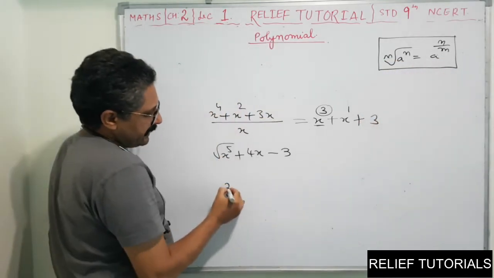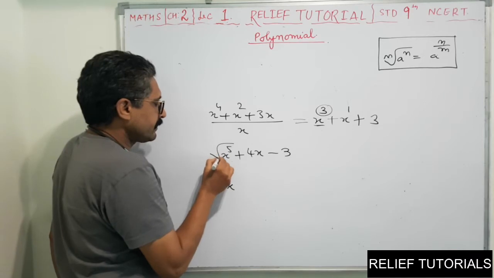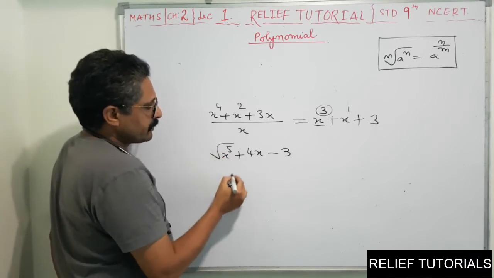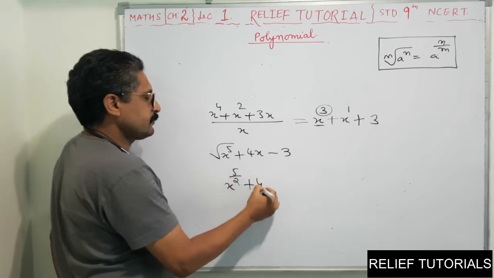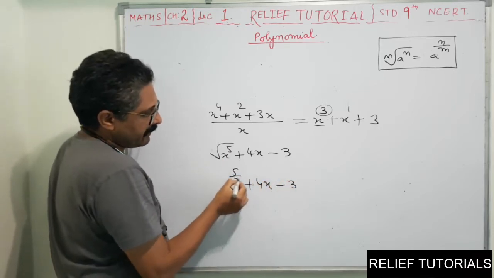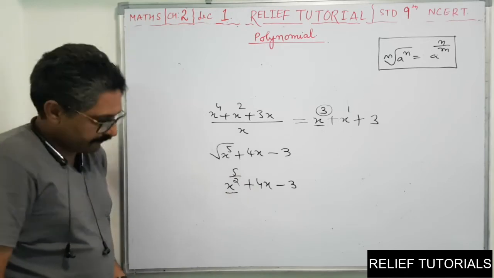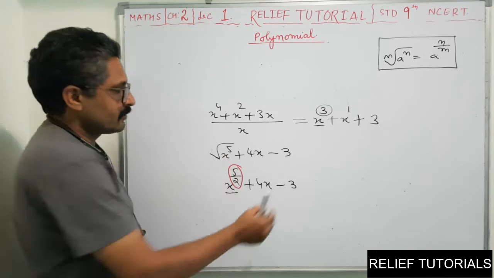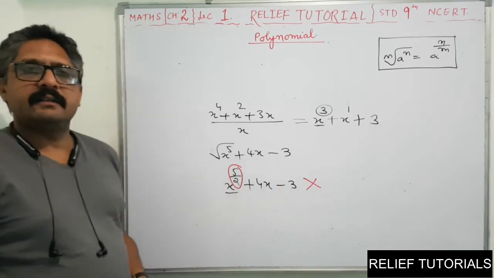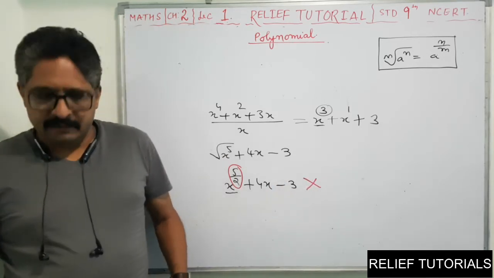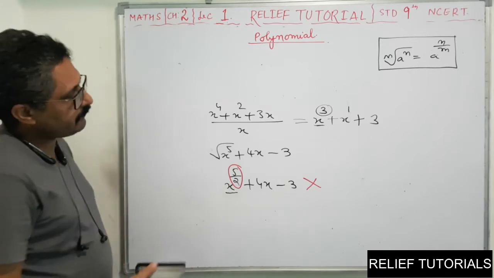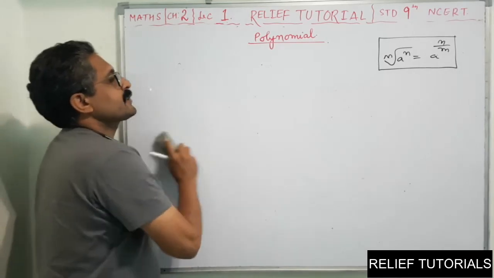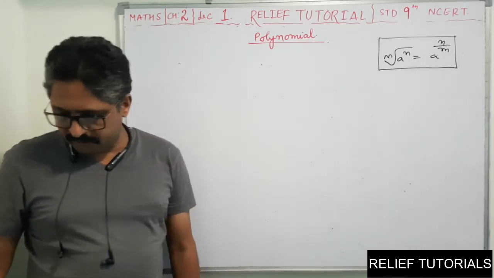So here what do you write? x raised to, here it is square. Square, this is square, no need of writing this square. So you write x raised to 5 by 2 is 4x minus 3. So here the power of variable x is a fraction. So this is not a polynomial. Have you got it? So now you will be able to differentiate which algebraic expressions are polynomials and which are not.